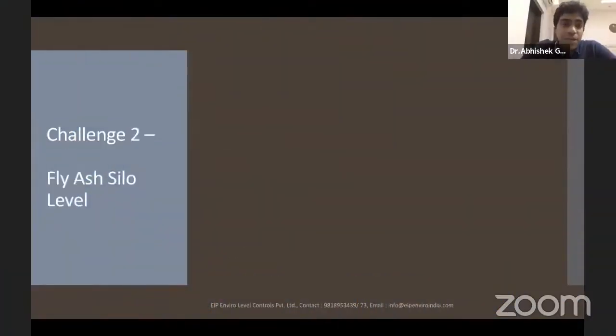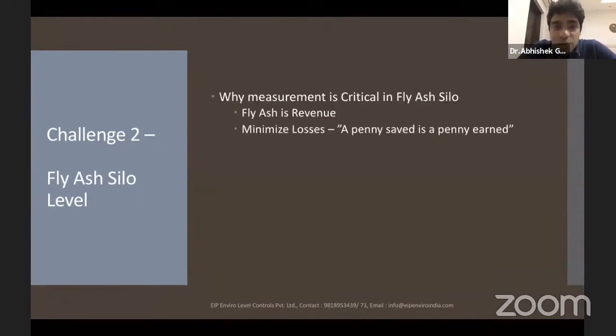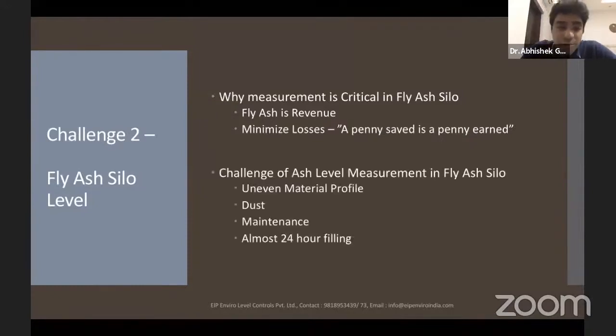Now we come to the challenge 2, which is basically fly ash silo level. So people usually ask us, why is it critical to measure fly ash level? The reason is fly ash these days is revenue. And as they say, a penny saved is a penny earned. So the inventory management of fly ash, if that can be regulated, is something that is a direct revenue to the plant, because we are selling the fly ash to cement plants and other process units.